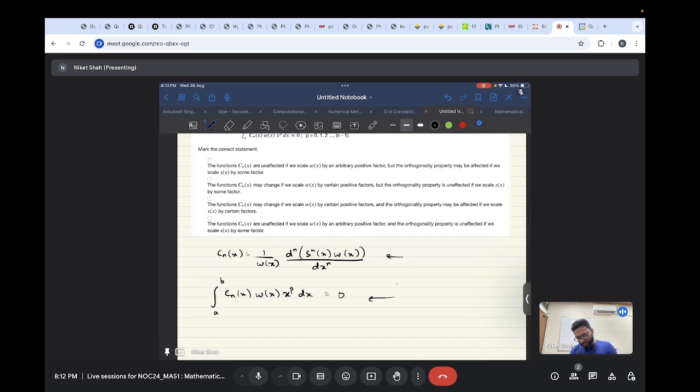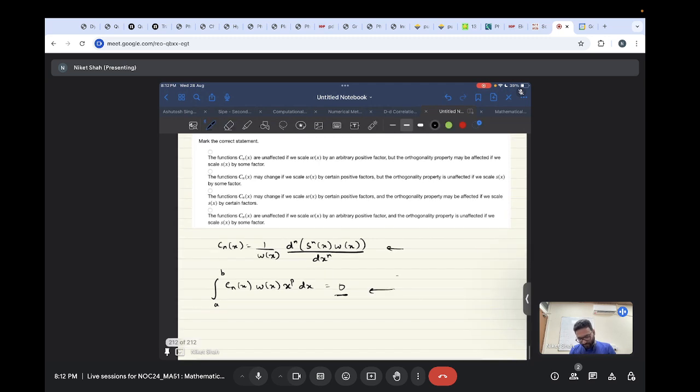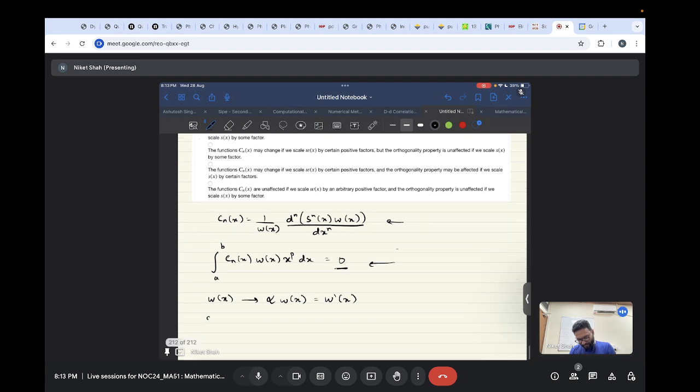The orthogonality property is that this is to be equal to 0. So eventually, even after scaling, if we are finding this is equal to 0, then the orthogonality property is unaffected. Even after scaling, if we see that Cn of x maintains its nature, it remains the same, then Cn of x is also unchanged. So this is what we want to see. So first scale w of x becomes some alpha w of x. Let's call this some w prime of x. Similarly, s of x scales by some beta s of x is equal to some s prime of x.